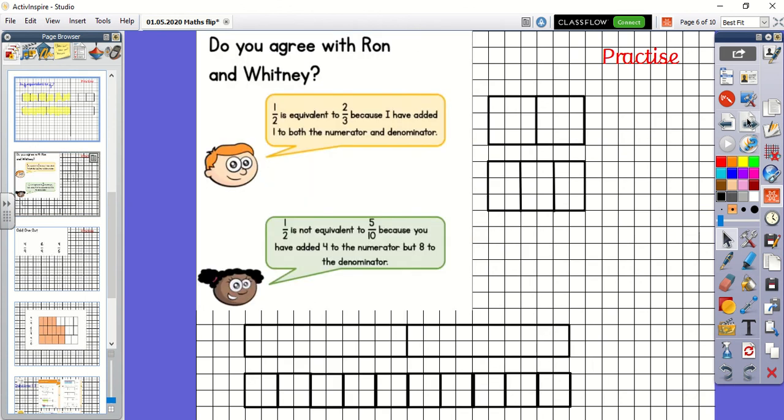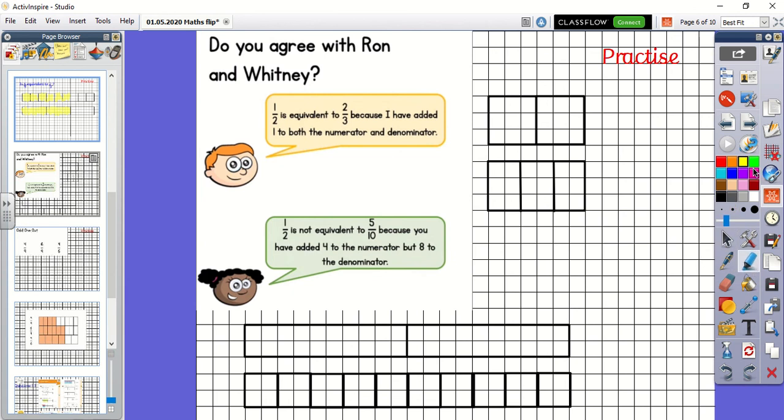All right then, let's see what Ron and Whitney are saying. Ron is saying half is equivalent to 2/3 because I have added 1 to both the numerator and denominator. And Whitney is saying half is not equivalent to 5/10 because you have added 4 to the numerator but 8 to the denominator. I want you to have a practice at these ones. I've put the bar models here so you can work out using those. They're the same sizes. You've just got to work out whether they are equivalent fractions or not. So pause the video here and have a practice at this one.